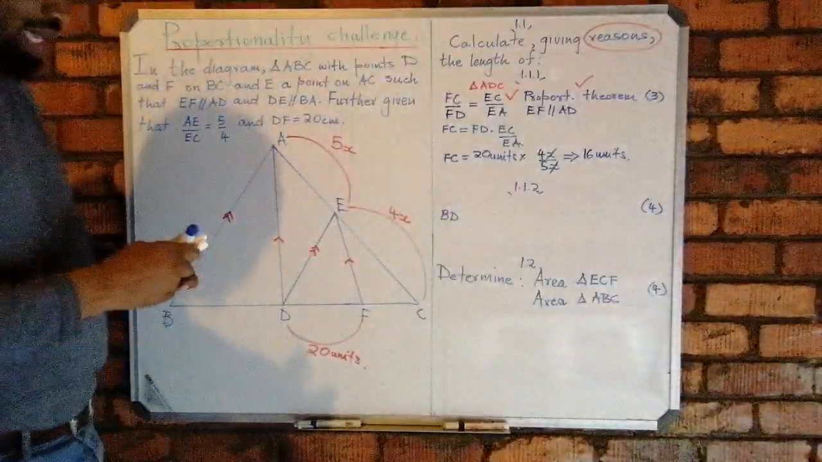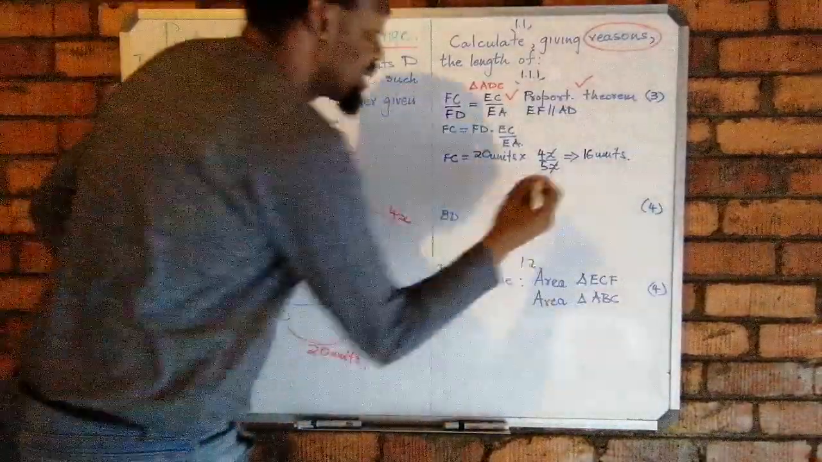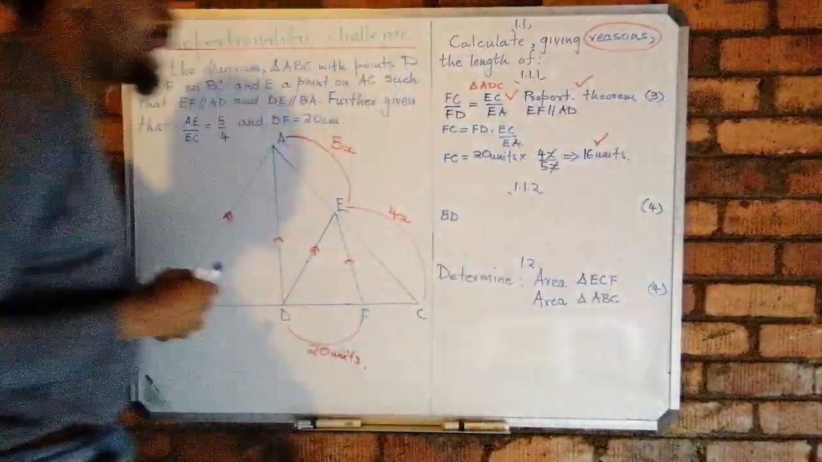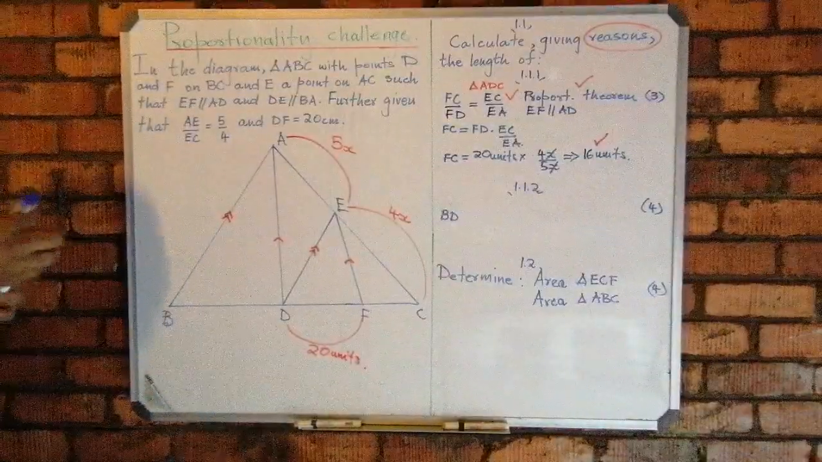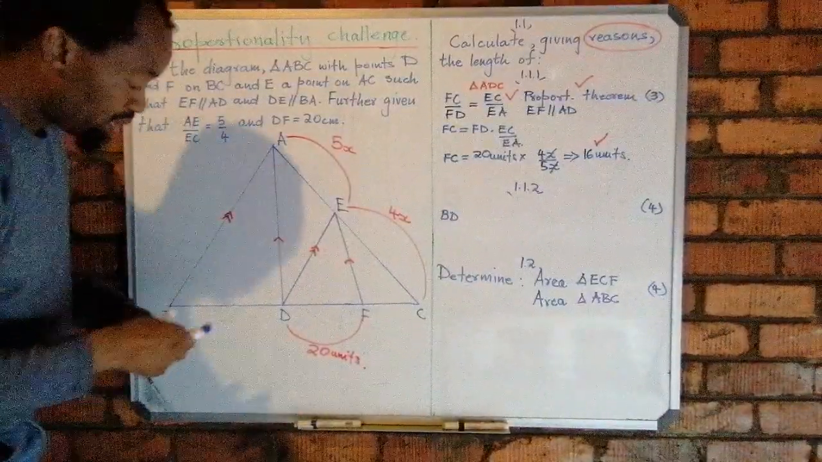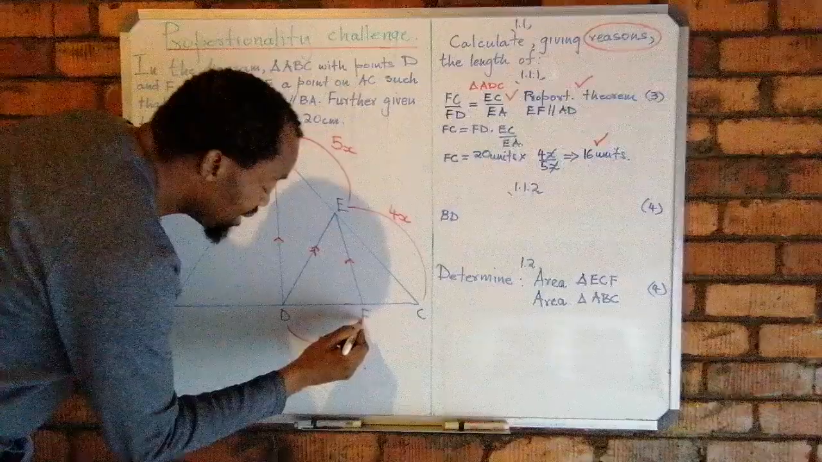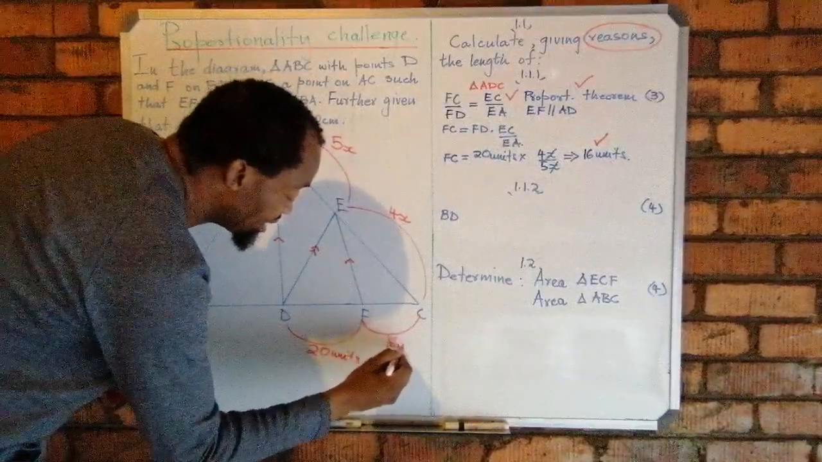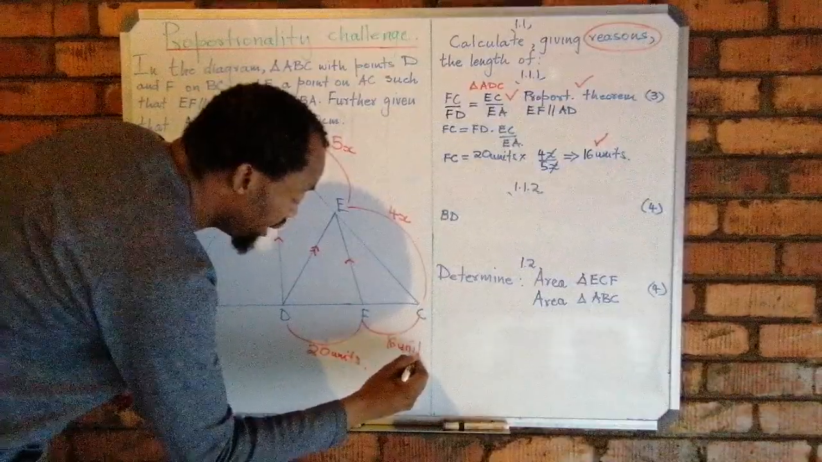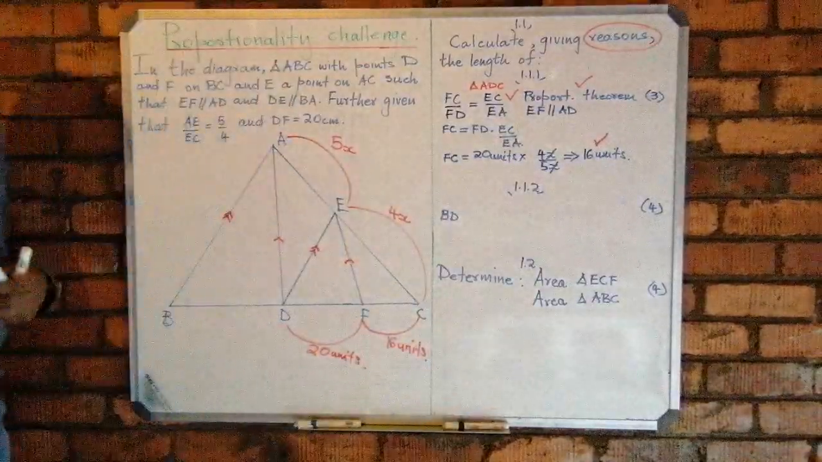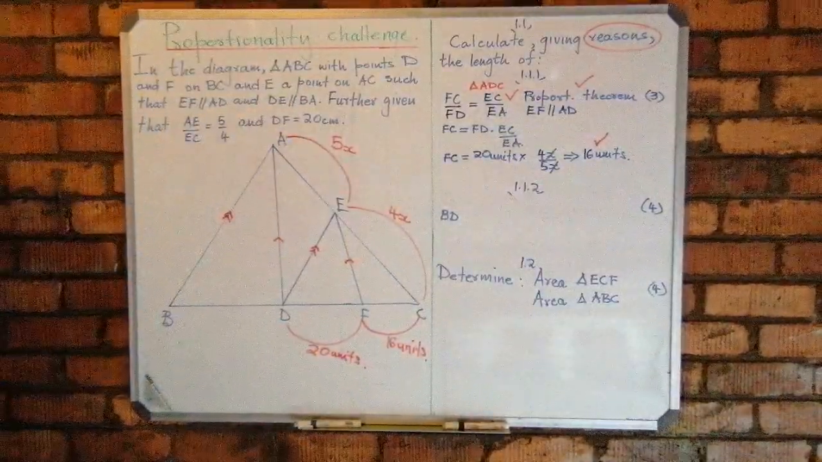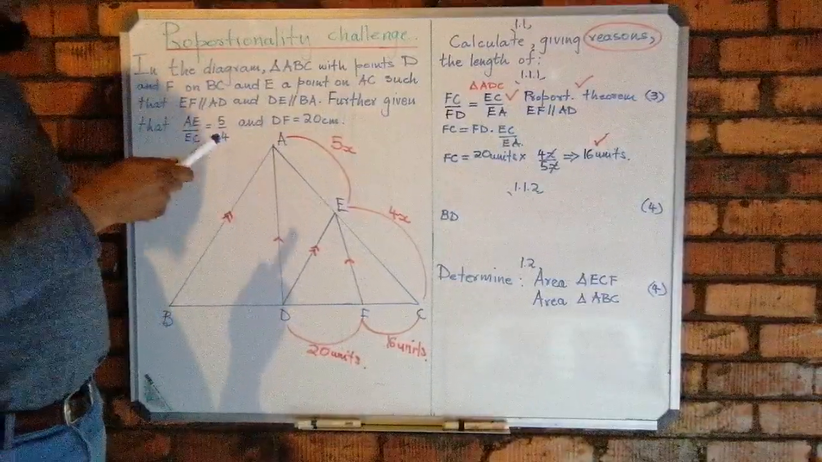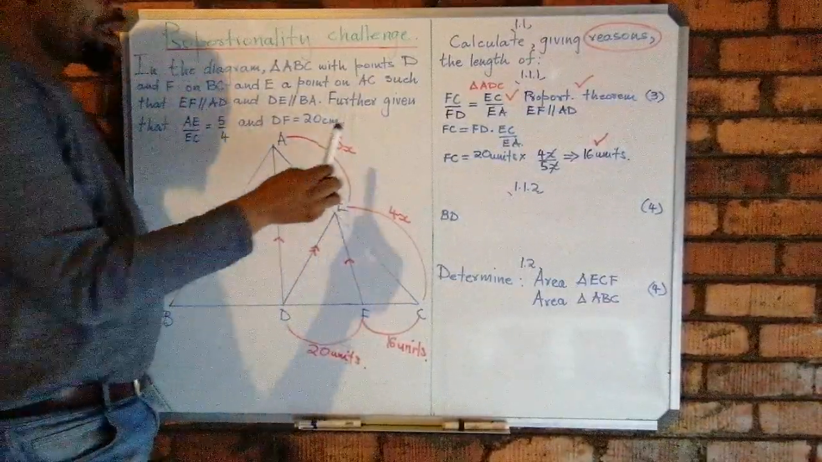What does this mean now? Before that, let's get our beautiful mark. What does this mean? It means that from here to there, that is 16 units. Beautiful, folks. I hope that you understood what I did there.